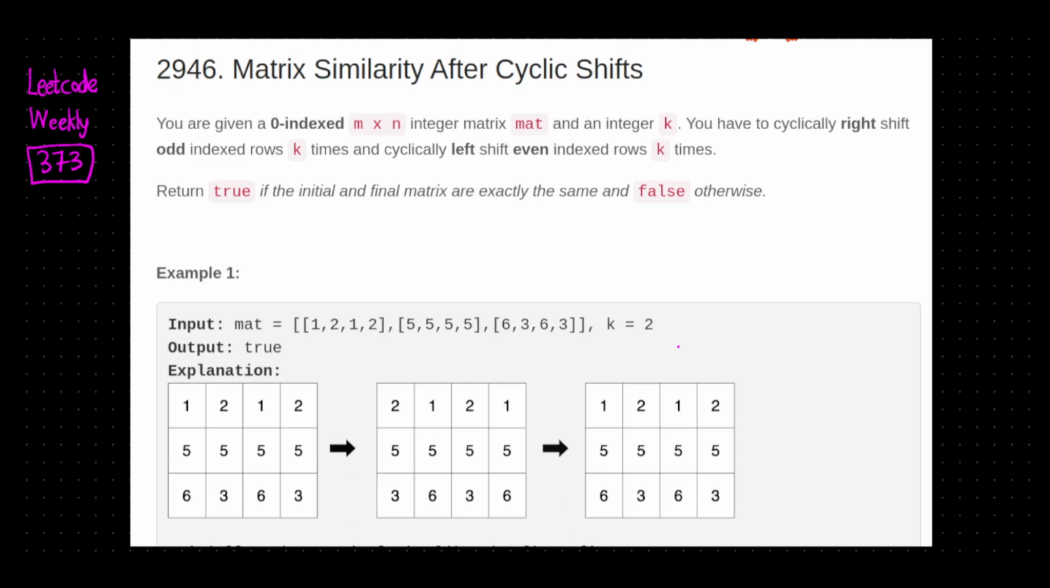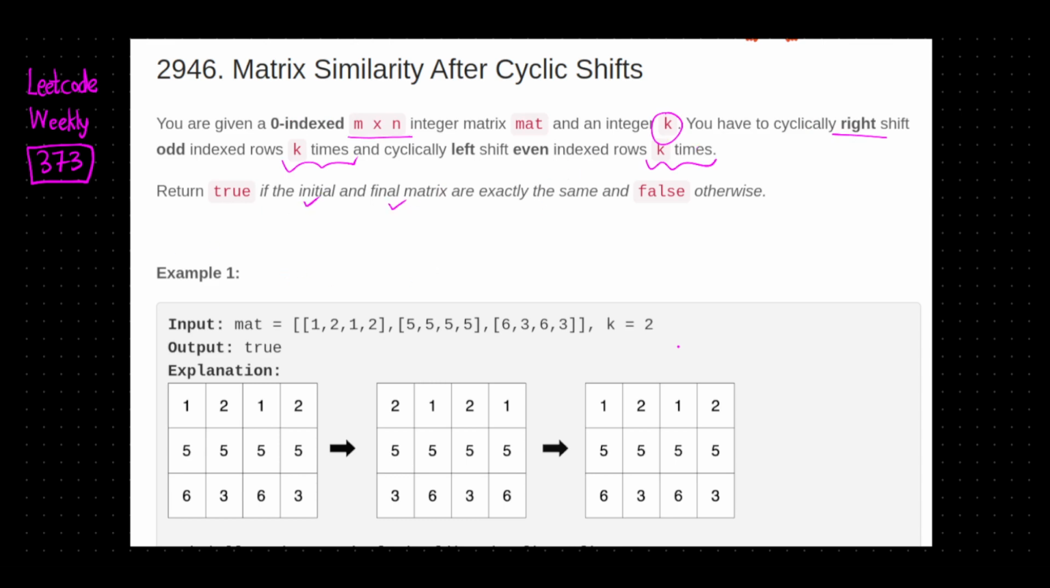Hello and welcome back. In this video, I will share the solutions to all the problems from LeetCode Weekly Contest 373. The first problem is matrix similarity after cyclic shifts. You are given a zero indexed m by n integer matrix and some integer k, and you have to cyclically shift odd indexed rows to the right k times, and cyclically shift even indexed rows to the left k times. And we need to check whether the initial and the final matrices are the same.